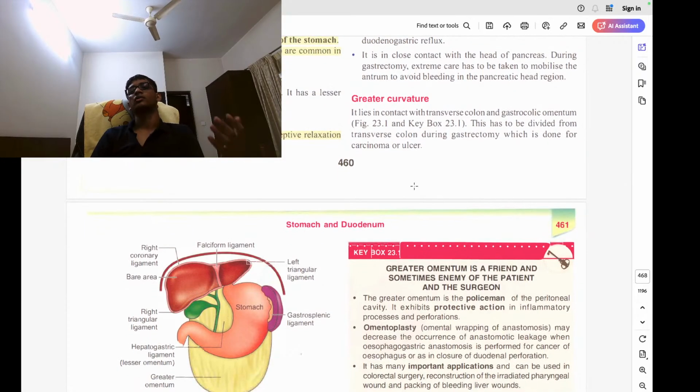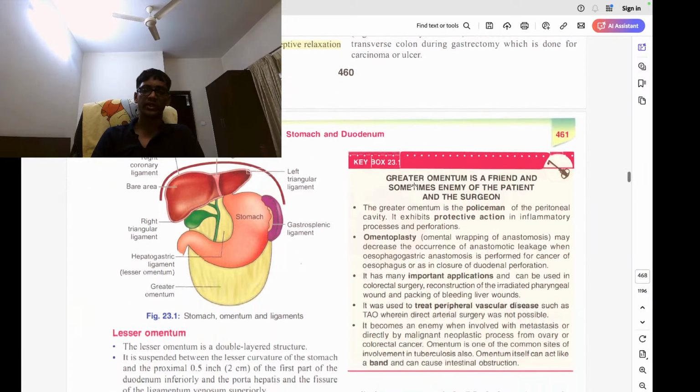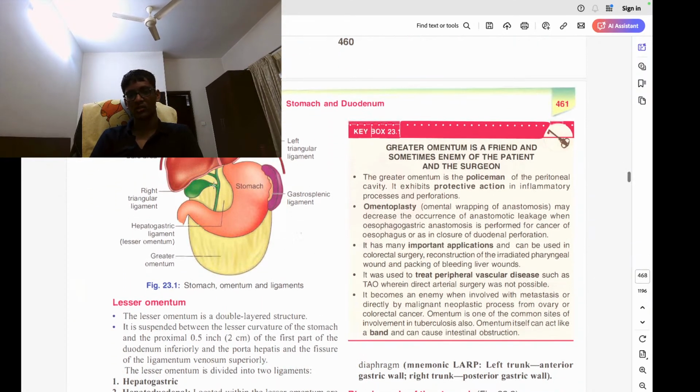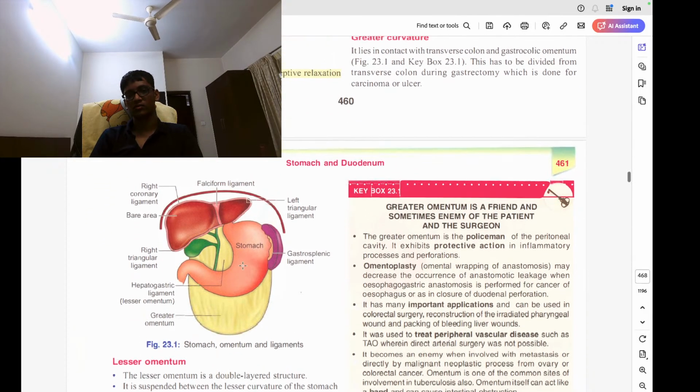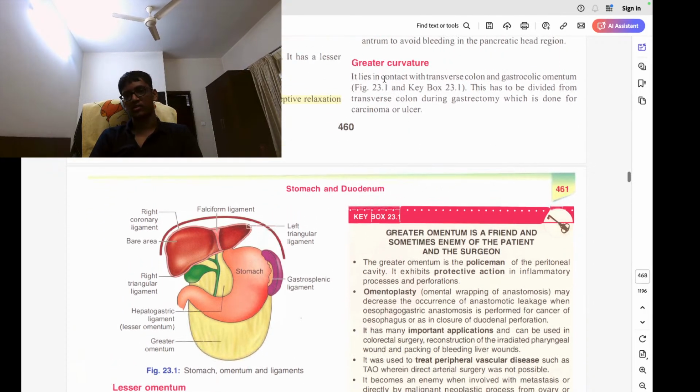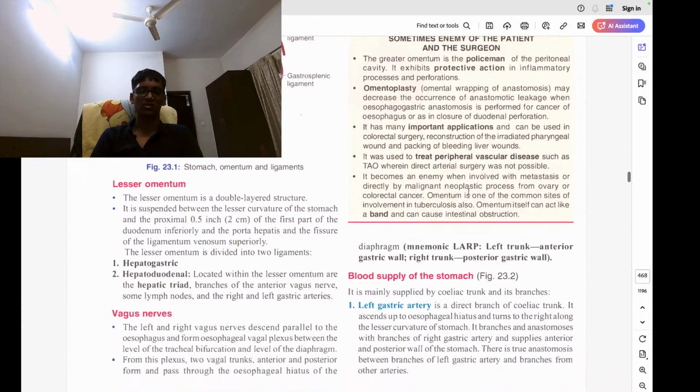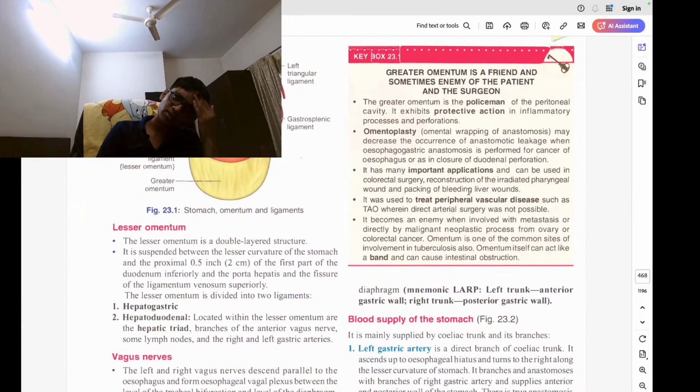Then the greater curvature lies in contact with the transverse colon and gastrocolic omentum. It has to be divided from the transverse colon during gastrectomy, which is done for carcinoma also. It has to be divided separately. Then the lesser omentum.